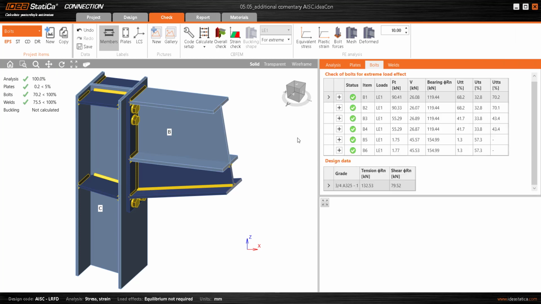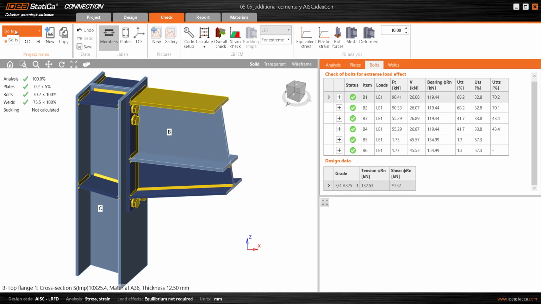So, continuing from here, the rest is exactly the same. UTT, UTS, UTTS, which are the factors of utilization, percentages of utilization in tension, shear, and interaction. Here we have the table with the results of the bolt's tensile strength and shear strength, and we see that it's very similar in this aspect.